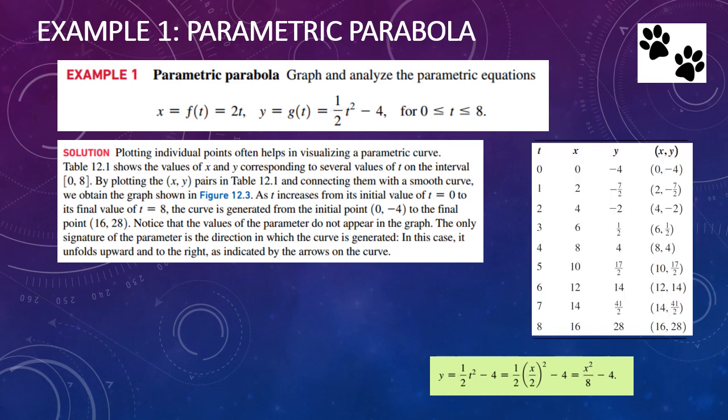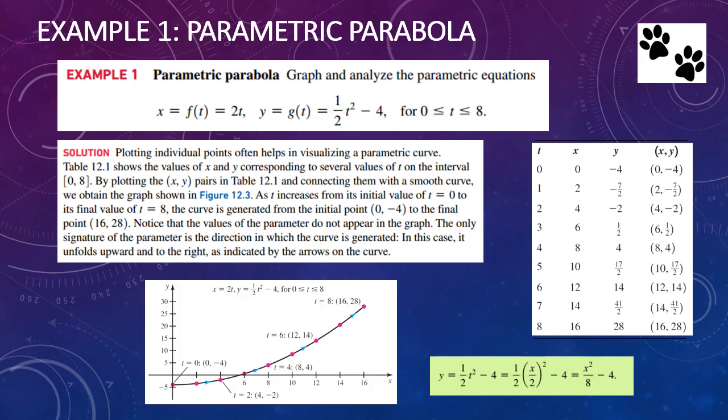Table 12.1 shows us the values of x and y corresponding to several values of t on the interval between 0 and 8. By plotting the xy pairs in Table 12.1 and connecting them with a smooth curve, we obtain the graph shown in Figure 12.3. As t increases from its initial value of t equals 0 to its final value of t equals 8, the curve is generated from the point (0, -4) to the final point (16, 28).